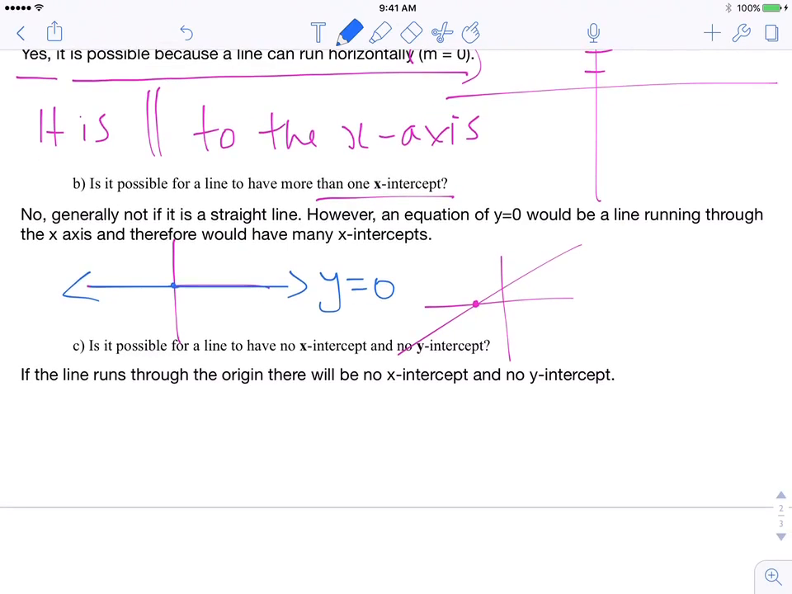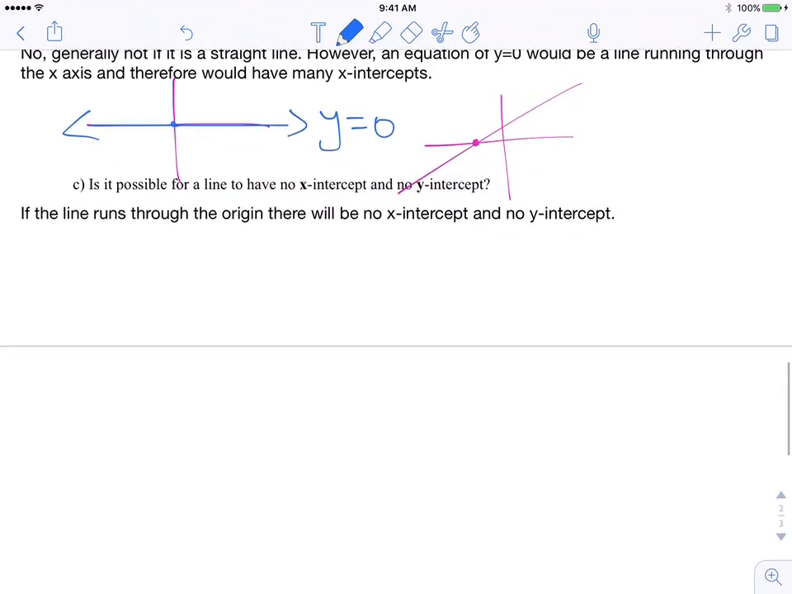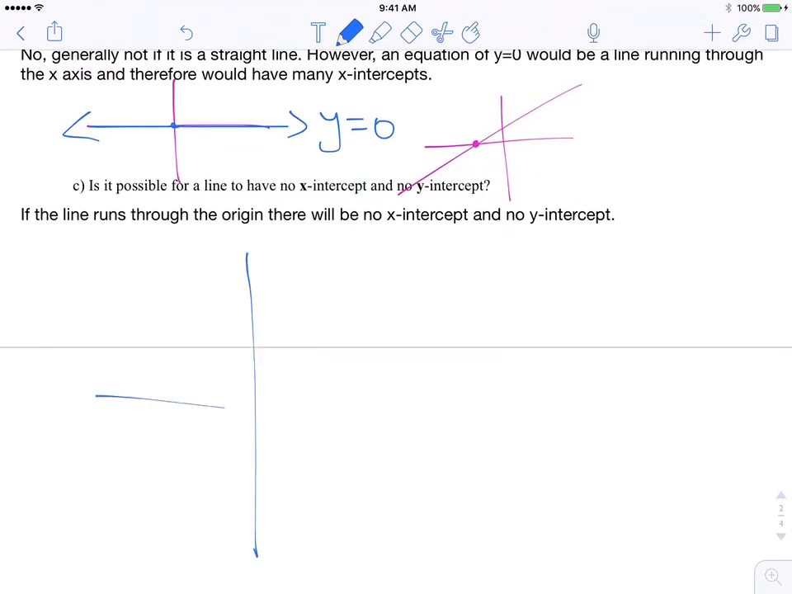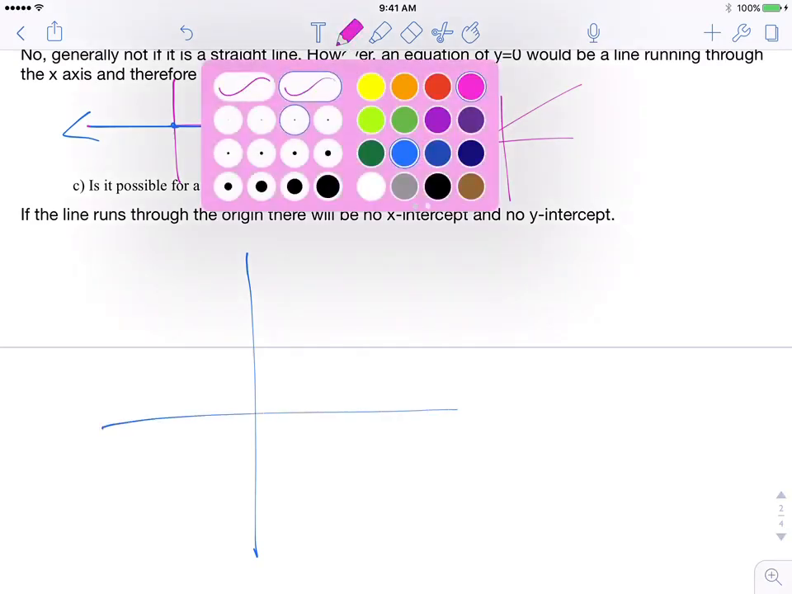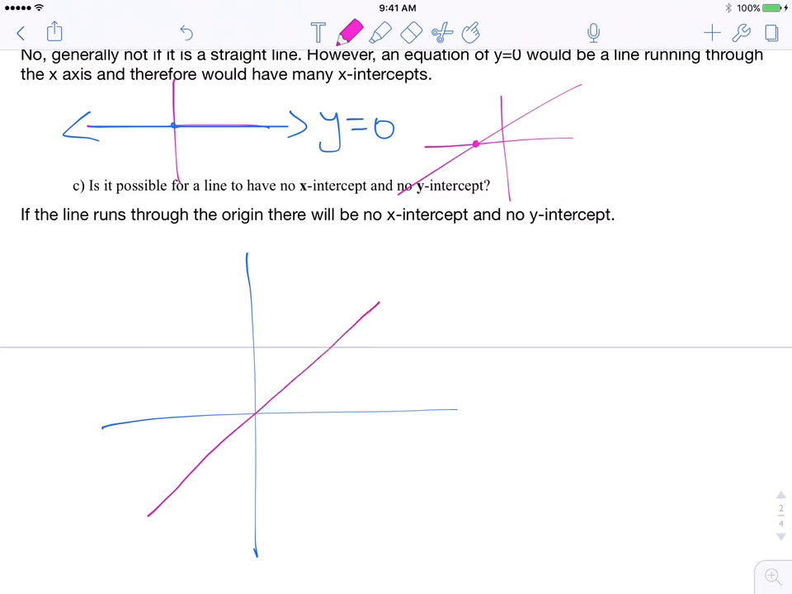Is it possible for a line to have no x-intercept and no y-intercept? Well, technically, if the line runs through the origin, we can have no x-intercept and no y-intercept. So in this case, we have an equation like y equals x, and there is no x-intercept and technically no y-intercept. So it is possible.